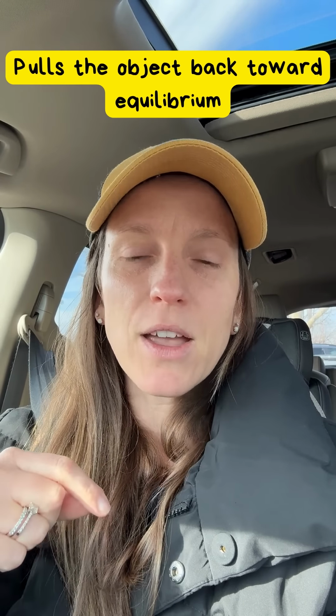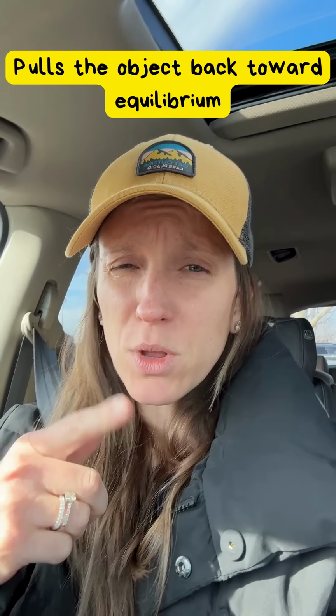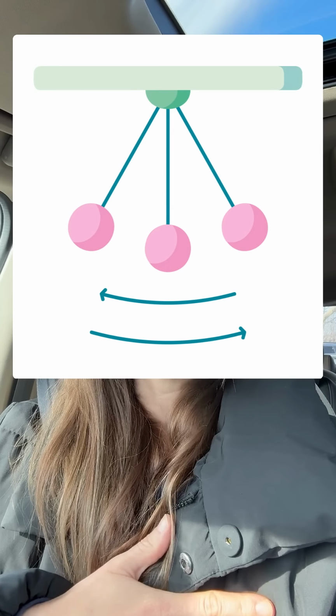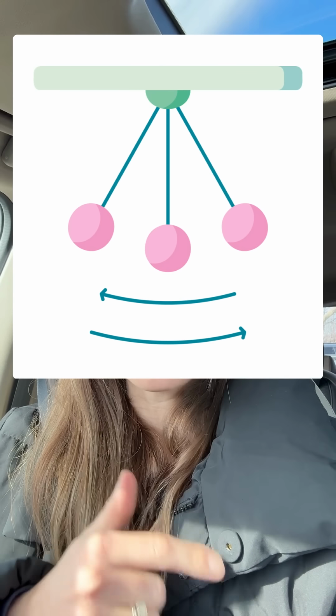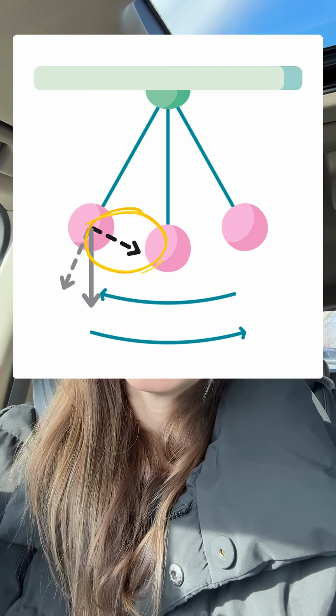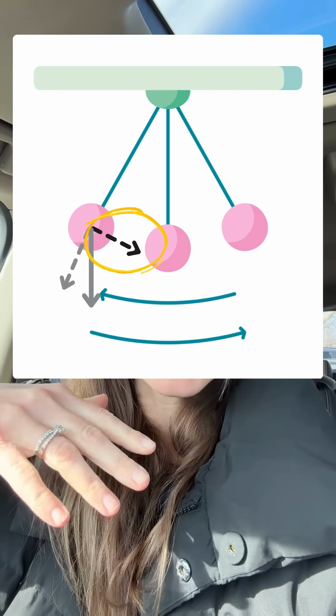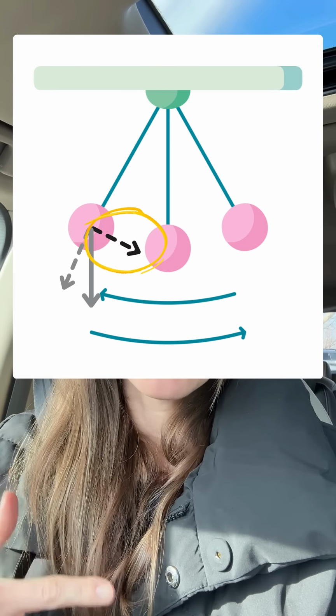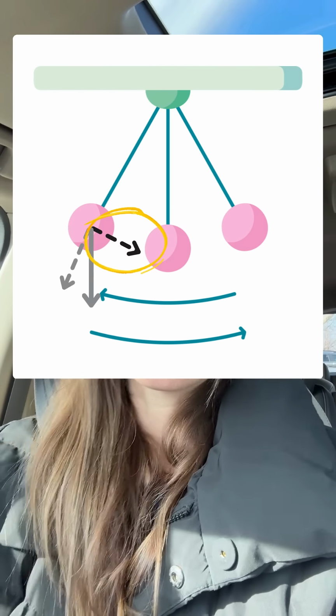So restoring force for simple harmonic motion is the force or component of force that's always pulling the object back toward the equilibrium position. So like when you have a mass spring system, your restoring force is the spring force. And when you have a pendulum, the restoring force is the component of gravity that is perpendicular to the string. So essentially it's almost like an X component of the gravitational force that's always pointing back toward the equilibrium position.